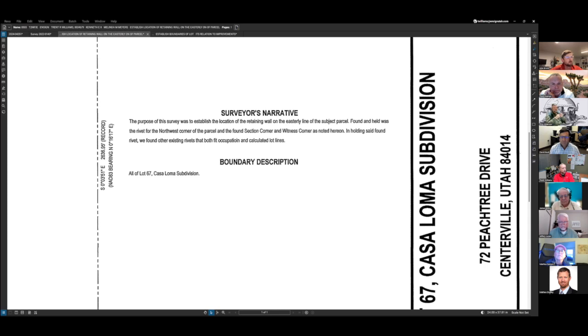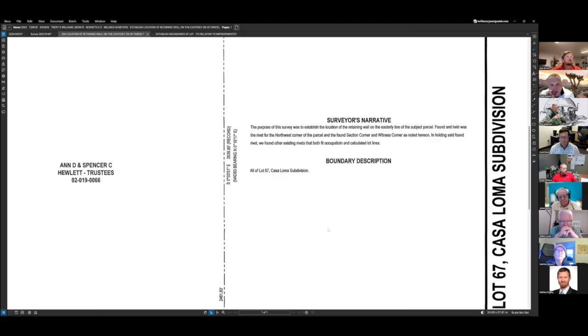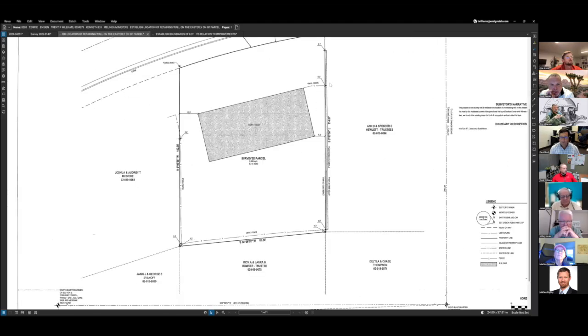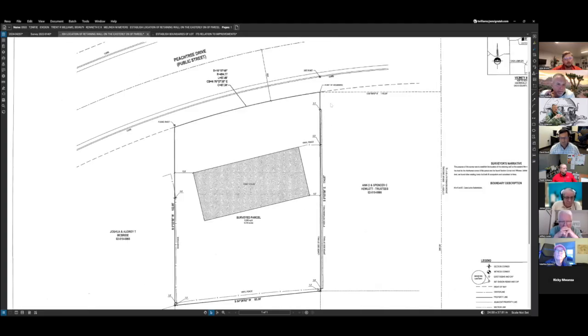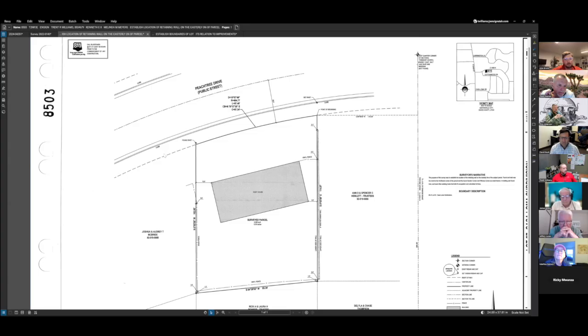So this was, for me, a fairly simple one. I found a rivet on the northwest corner of the subject parcel and found section corners and witness corners, as I noted on my map. Holding those, everything occupation lines. And so just a quick example of that. Here's the retaining wall on the neighbor's property. I can kind of show how these fences fit. The found rivet here, and set a rivet here.